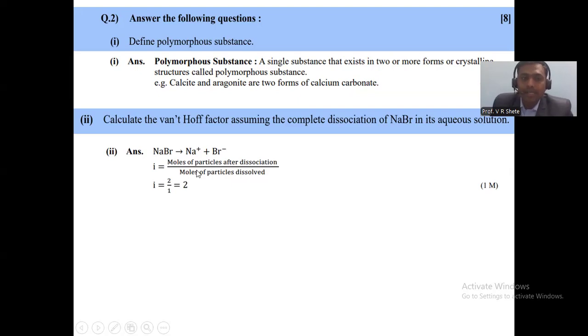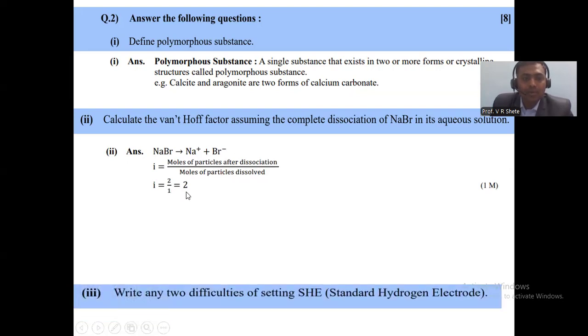So how many particles are dissociated? 2. How many moles of substance dissolved? 1 mole of substance has been dissolved. So 2 upon 1, you will get 2.